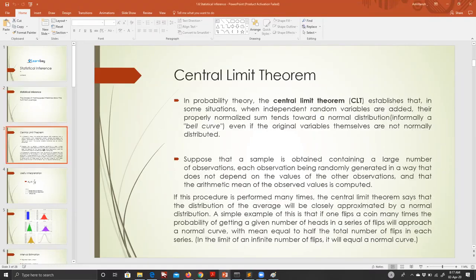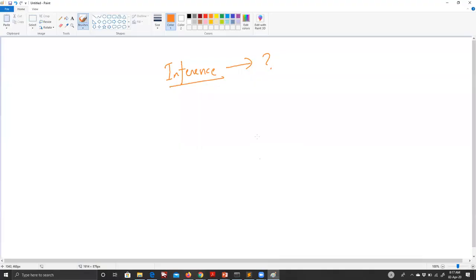Okay, let's start with the basics. In statistics, and I was very surprised to learn this myself, in probability theory there is something called the central limit theorem, which establishes that in some situations, when independent random variables are added, their properly normalized sum tends towards a normal distribution. Informally, people like to call it a bell curve, even if the original variables themselves are not normally distributed.